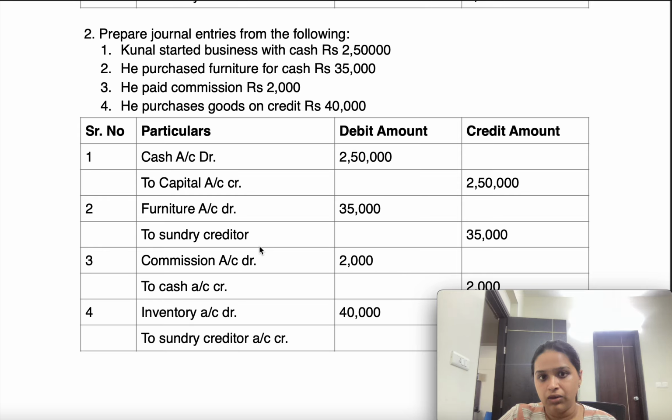He purchases goods on credit. So Kunal has purchased some goods on credit for which they have not released the payment yet. So goods is inventory, so it is an asset and a real account. So what is coming into the business? Inventory. But what is going out from the business? Nothing. So it is our liability to release the payment to sundry creditor, right?